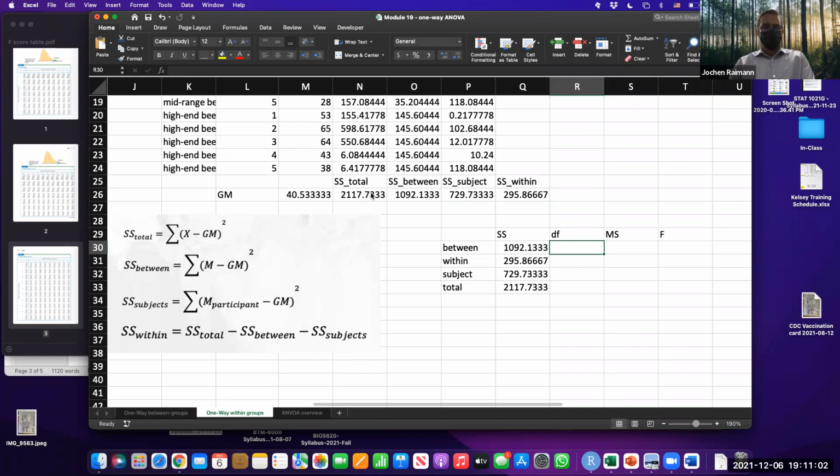Degrees of freedom between is 2, within is 8, subject is 4, and total is 2 plus 8 plus 4, which is 14. MS is the sum of squares divided by the degrees of freedom, for each row. And for the F, we get F between divided by within, and we get a second one, subject, divided by within. Done.